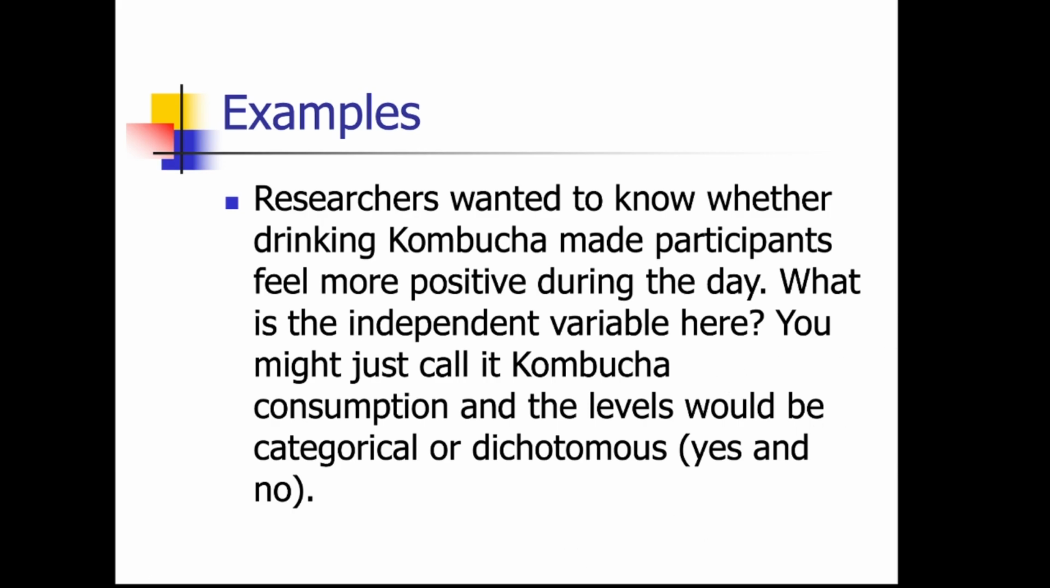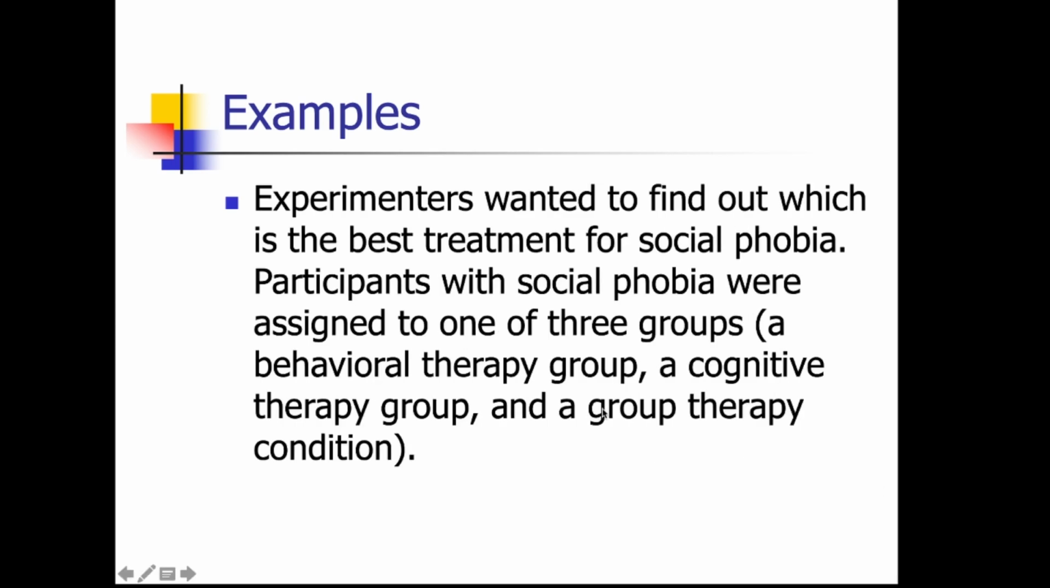And then let's do this last one here, just to tie it up. And in this case, experimenters wanted to find out which is the best treatment for social phobia. Participants with social phobia were assigned to one of 3 groups: a behavioral therapy group, a cognitive therapy group, and then a group therapy condition. Okay, so pause the video and identify the independent variable here and then the levels.